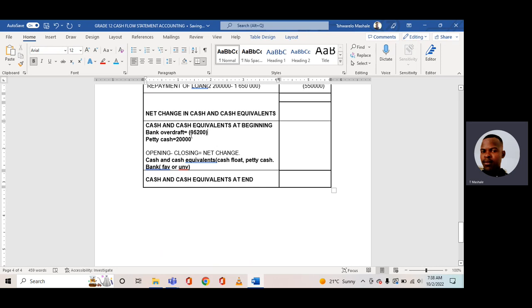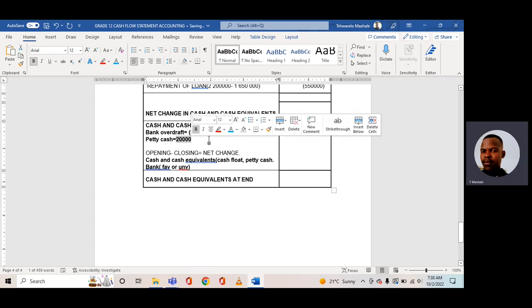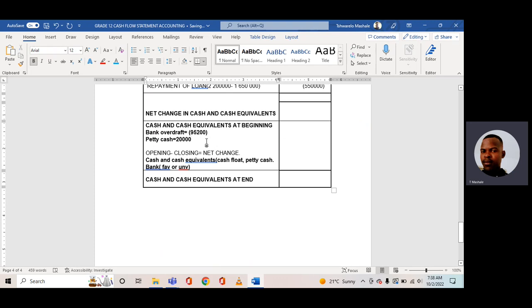So can you see that the petty cash is going to subtract what? Our overdraft. It's going to decrease our overdraft. So it means that we were able to get cash. The cash that we were able to obtain, when we sent it to the bank, they said, oh, you were still owing me 95,200. So I'm going to take it. It belongs to the bank now. It does not belong to us.